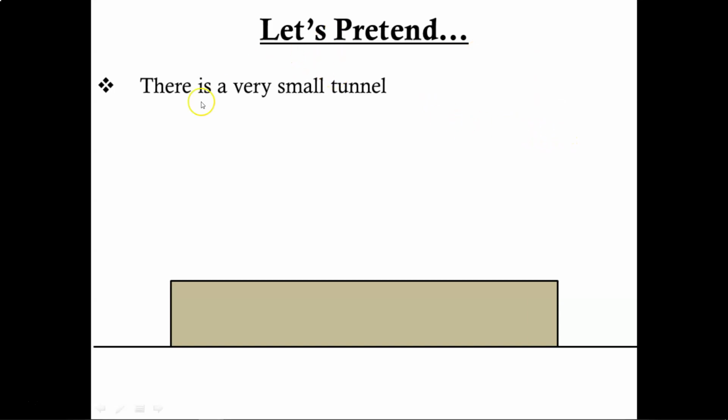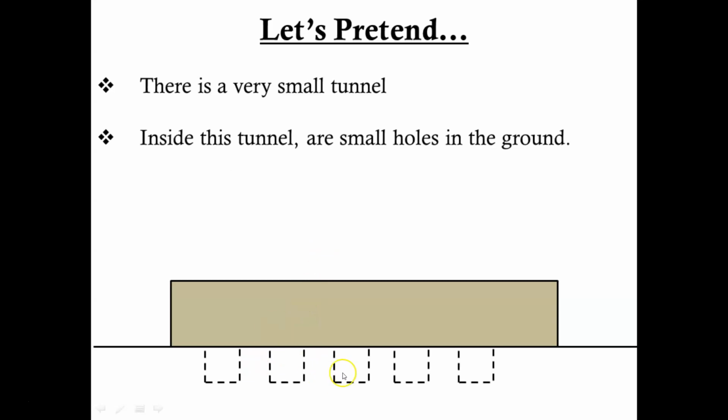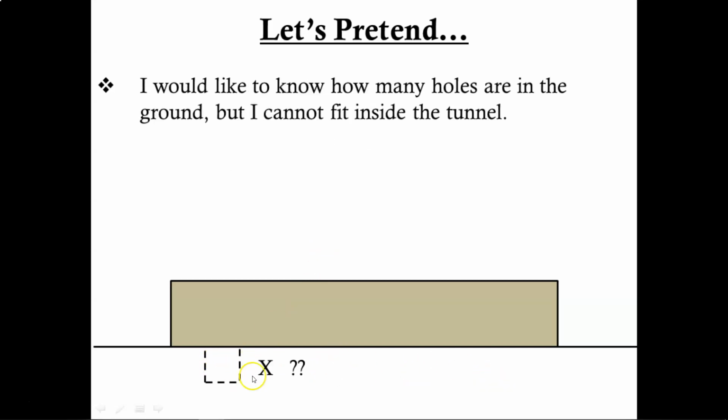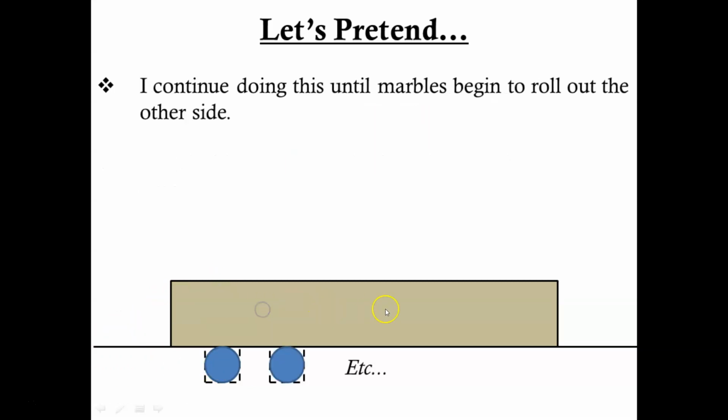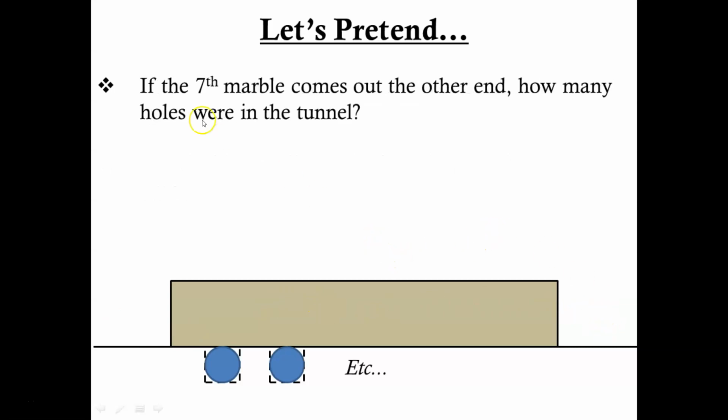Well, let's pretend there's a very, very small tunnel, and inside the small tunnel are holes in the ground. But I don't know how many holes there are inside the tunnel, and I can't fit inside the tunnel itself. So what I'm going to do is roll some marbles into the tunnel, and if one does not come out the other side, I can assume the marble fell into the hole. I continue doing this, throwing marbles into the tunnel and waiting for them to come out the other side. If marble number 7 comes out the other side of the tunnel, how many holes were inside this tunnel? There must have been 6.